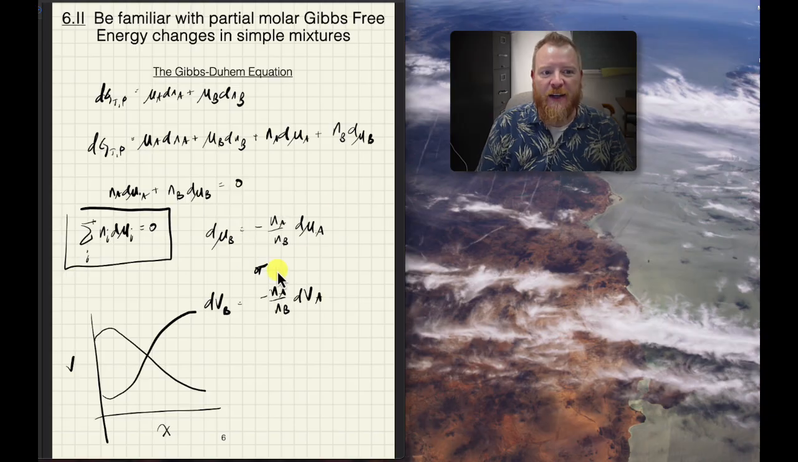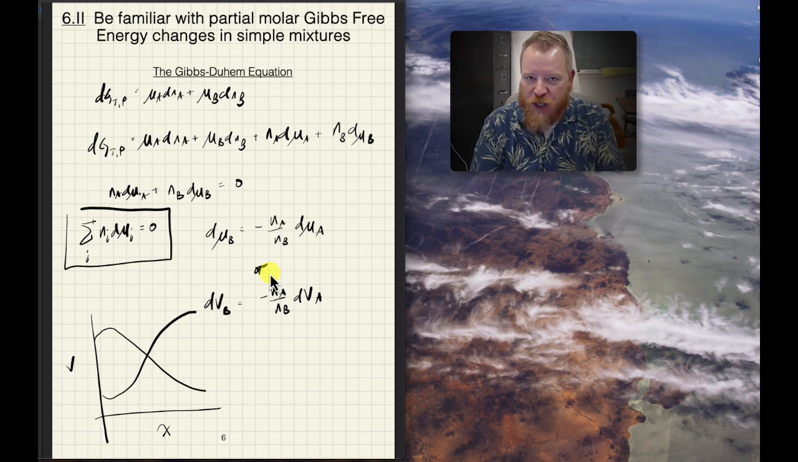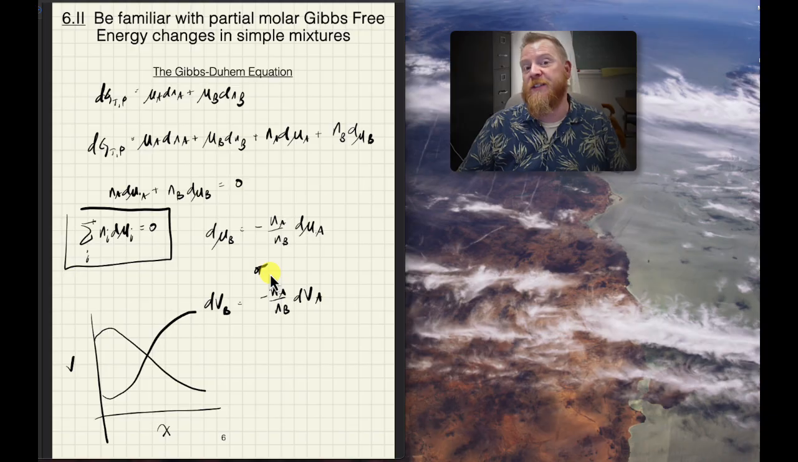So that's the important thing to note about the Gibbs-Duhem equation: when we have a mixture, changing the amounts in the mixture changes the thermodynamics of the whole system.